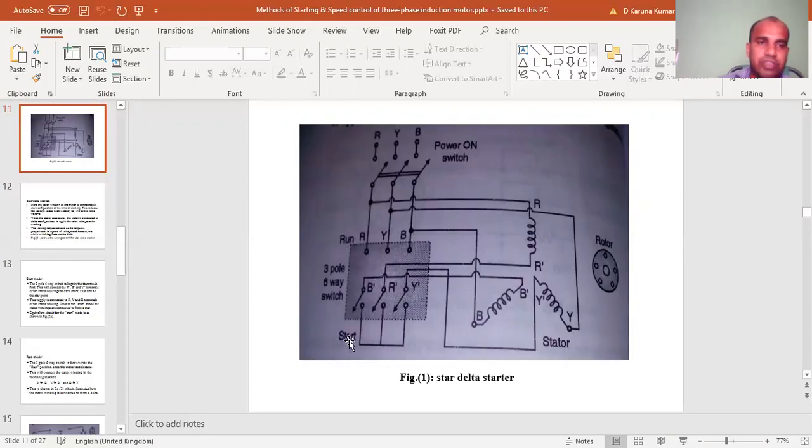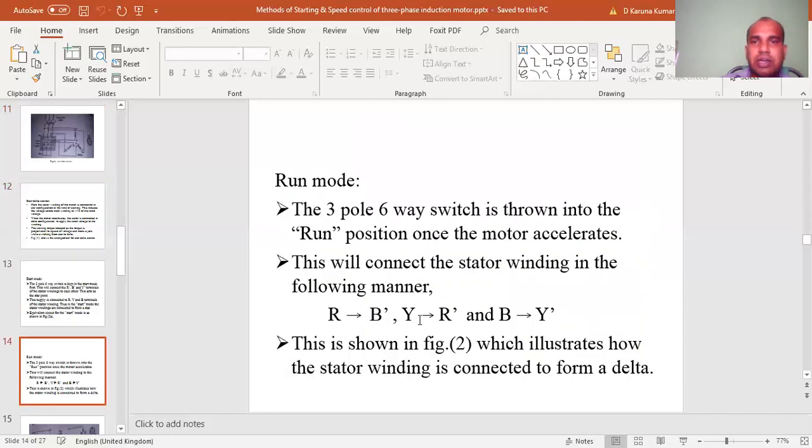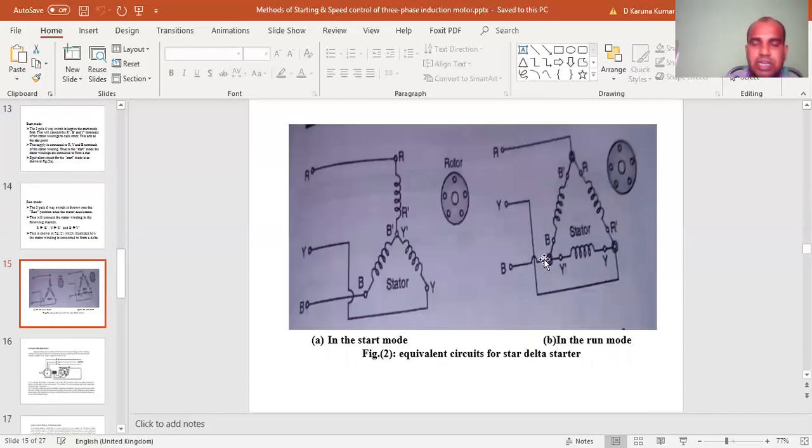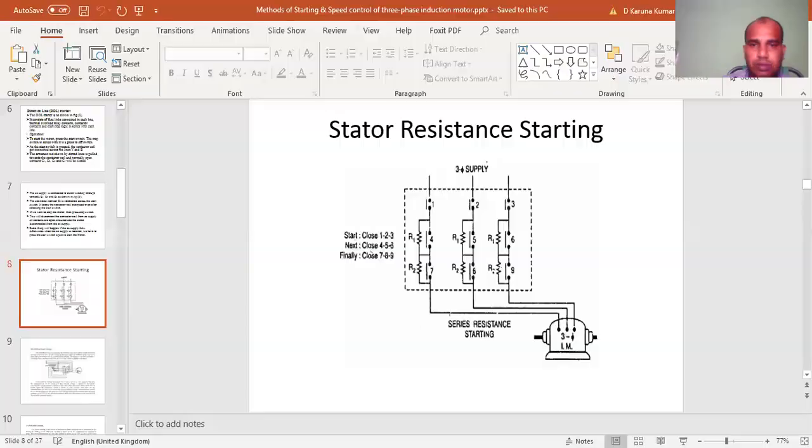In run mode, the 3-pole 6-way switch is thrown into the run position once the motor accelerates. This will connect the starter winding in the following manner: R into B dash, Y into R dash, and B into Y dash. Thus the starter winding is connected in delta. This is the running mode of the star-delta starter. This is the starting mode of the star-delta starter.